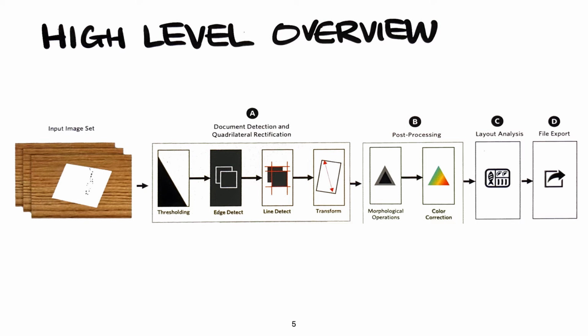So first we have some images in, and it goes through 4 phases. First phase is document detection and quadrilateral rectification to straighten out the image, and then we do some post-processing to make sure the colors are accurate. Next we extract regions and do some layout, and lastly we export to file.